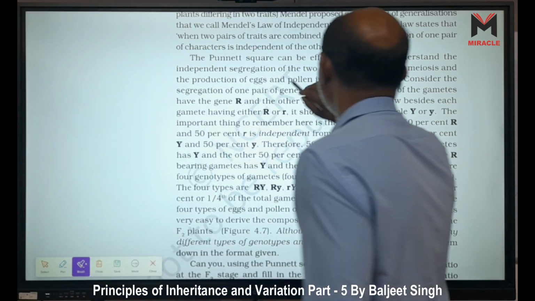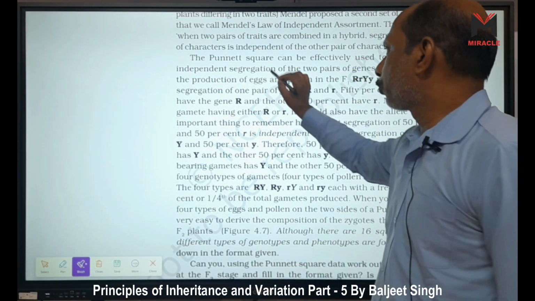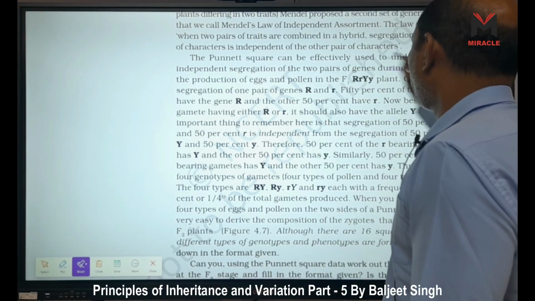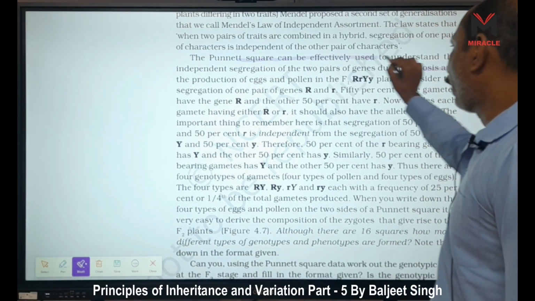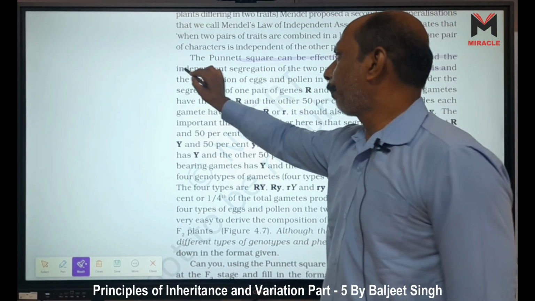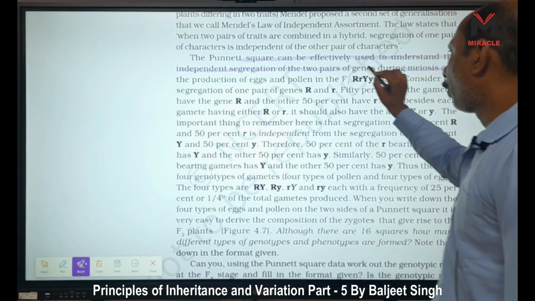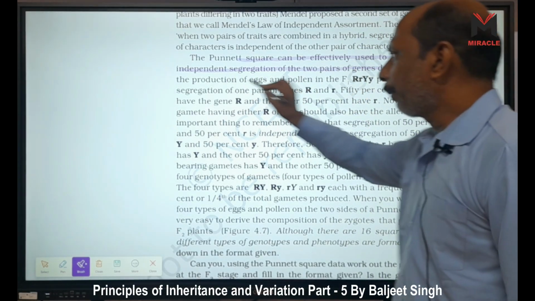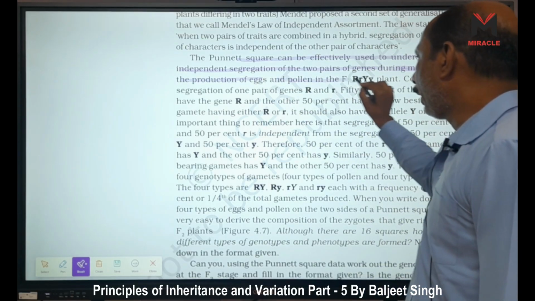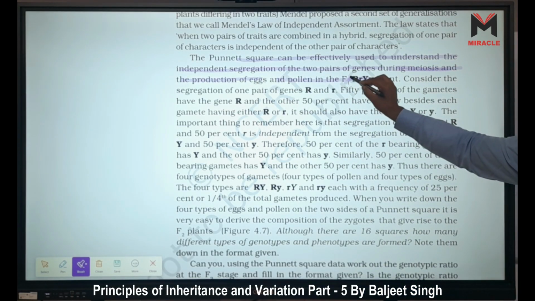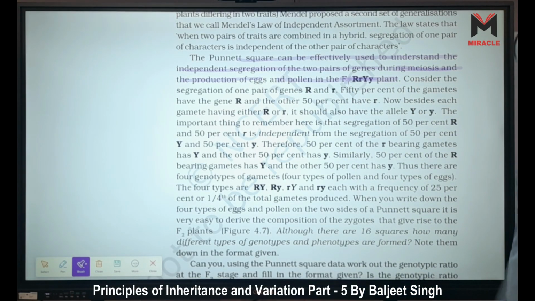Here, why is it given? The Punnett square during meiosis. What is given here? The Punnett square can be effectively used to understand the independent segregation of two pairs of genes during meiosis and the production of eggs and pollen grains in the F1 generation, that is, hybrid plants, capital R, small r, capital Y, small y, right?